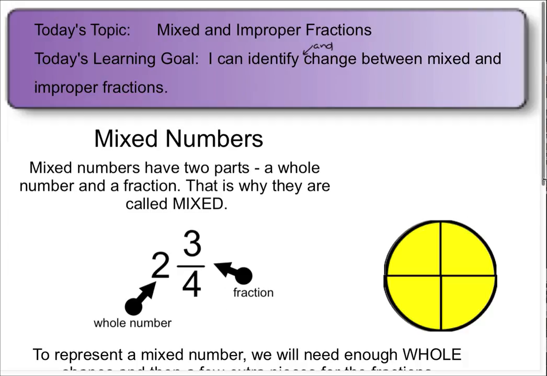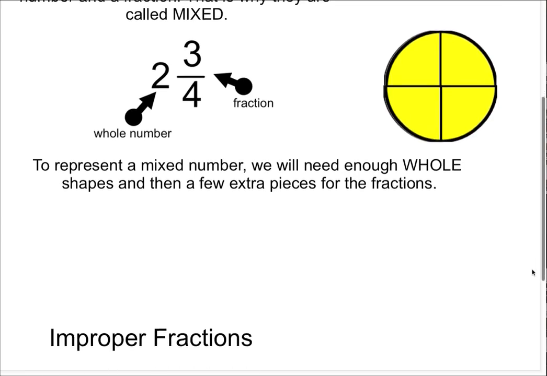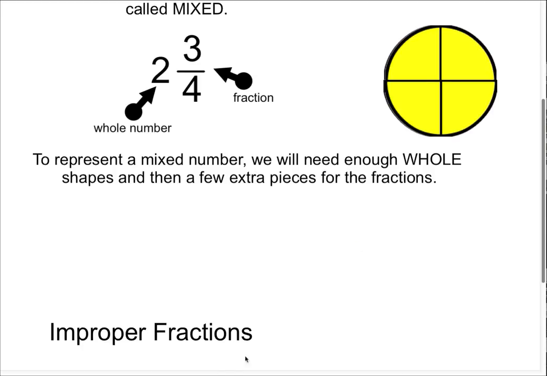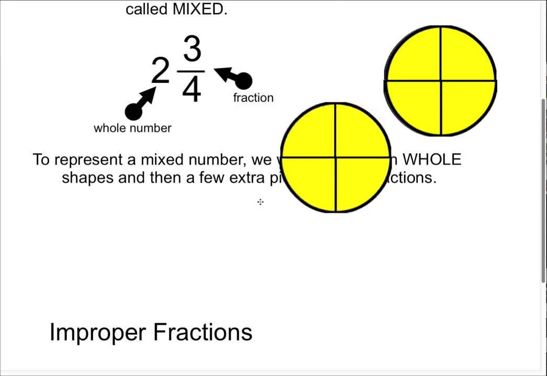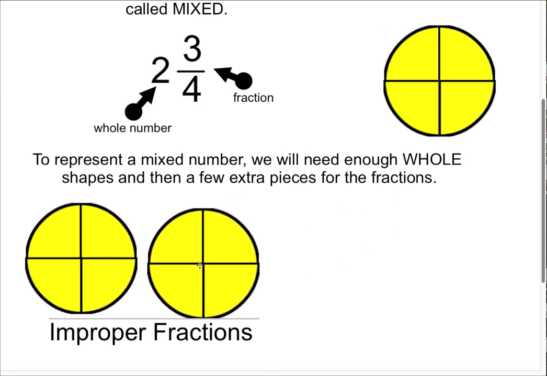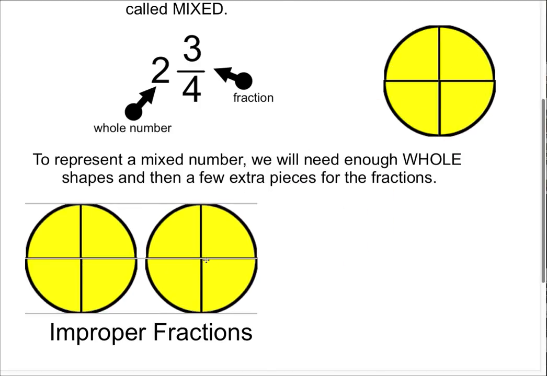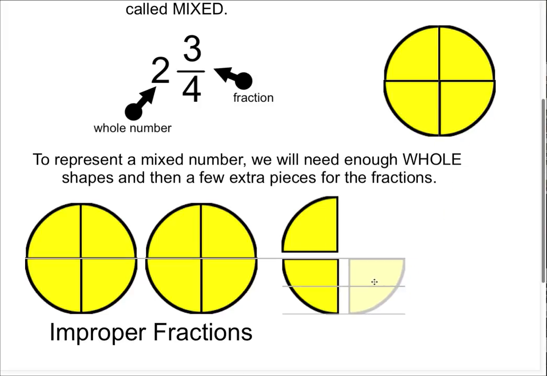So what does that actually look like if we try to represent it? To represent a mixed number, we need to have enough whole shapes and then a few extra pieces. For this one in particular, it says we have two wholes, so I need two whole shapes. And then the fraction tells us how many pieces we need, 3/4. So this is all split into quarters. I need three more of them. 1, 2, 3. So this is two wholes and 3/4, or 2 3/4 shapes.